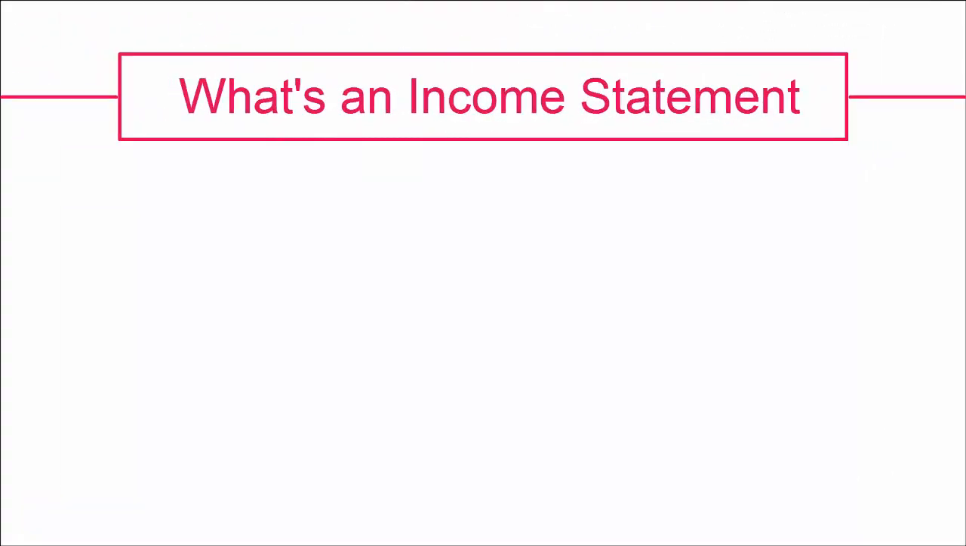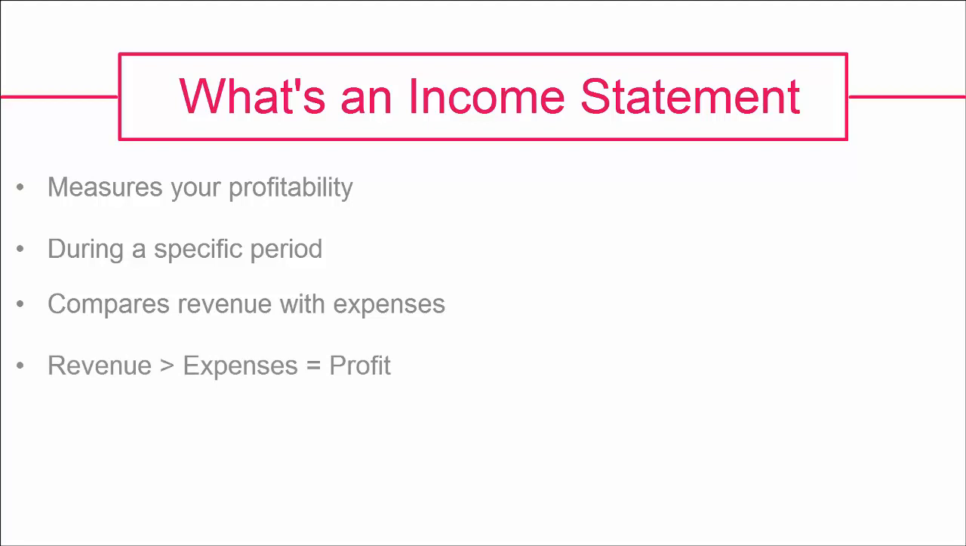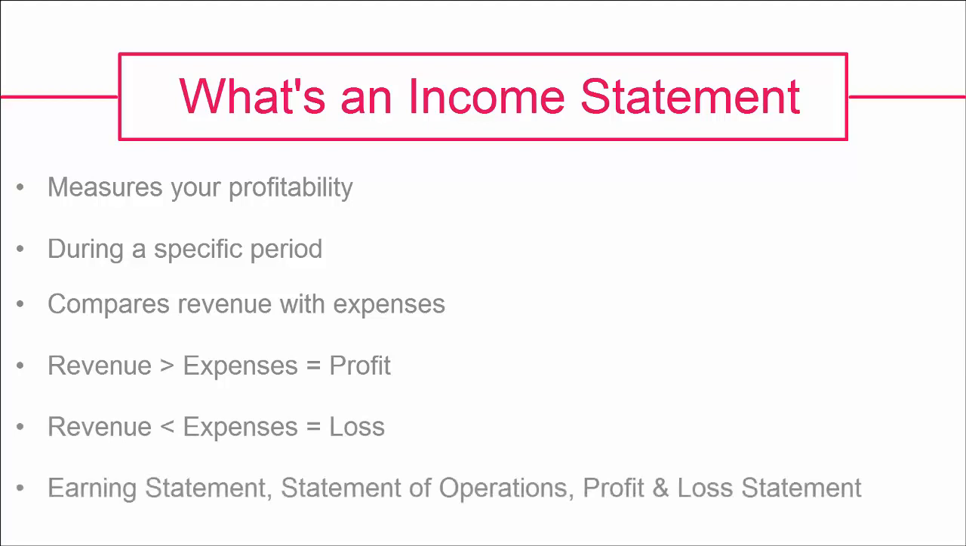In this video, I'm going to focus on the income statement and start by telling you what it is, why it is used, and show you its general format. Basically, an income statement measures how much money you make or lose over a certain period of time. It does so by comparing your revenue against the costs required to earn the revenue for that particular period. If your revenue is greater than your expenses, then you will have made a profit. And if it is less than your expenses, then you will have made a loss. An income statement can also go by the name earnings statement, statement of operations, or profit and loss statement.